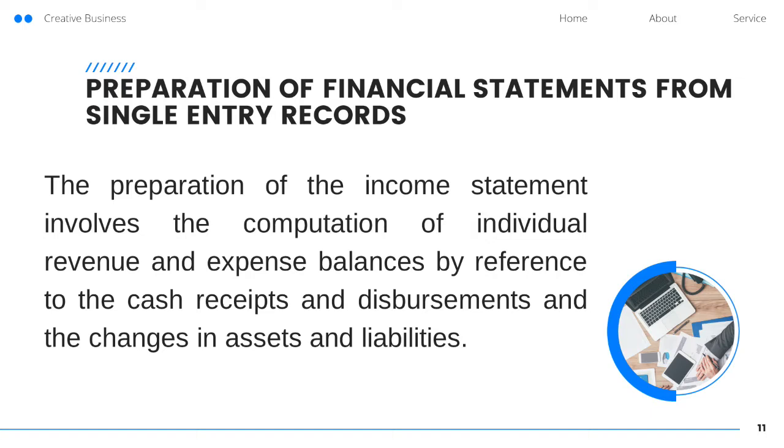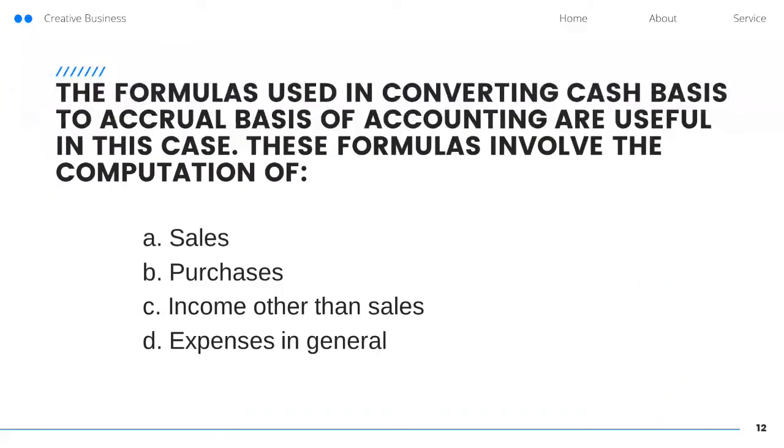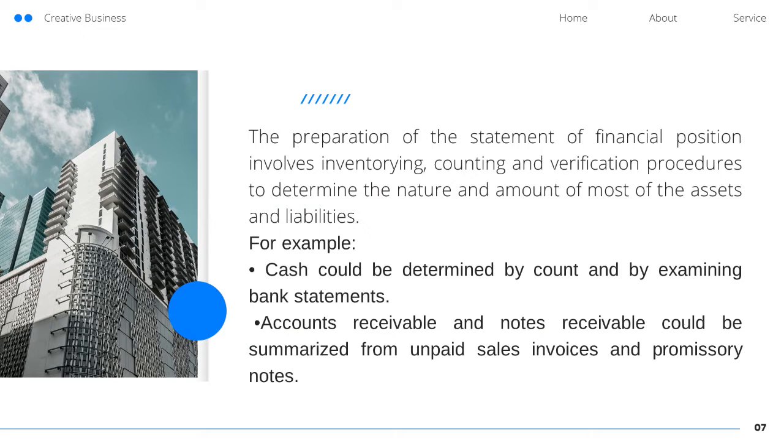Preparation of financial statements from single entry records. The preparation of the income statement involves the computation of individual revenue and expense balances by reference to the cash receipts and disbursements and the changes in assets and liabilities. So, the formulas used in converting cash basis to accrual basis of accounting are useful in this case. These formulas involve the computation of sales, purchases, income other than sales, and expenses in general. The preparation of the statement of financial position involves inventorying, counting, and verification procedures to determine the nature and amount of most of the assets and liabilities.